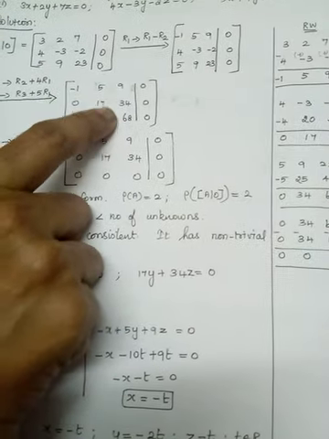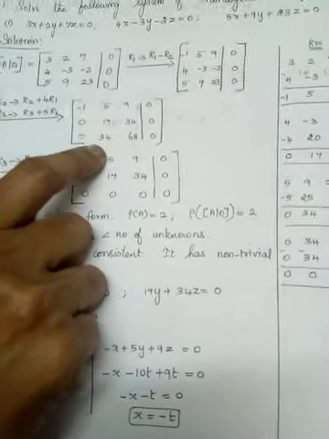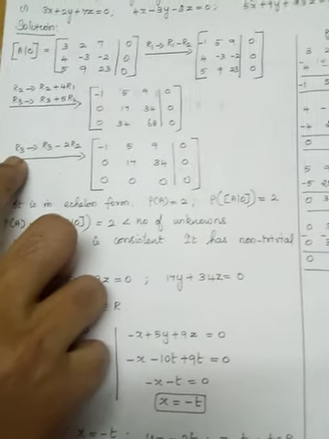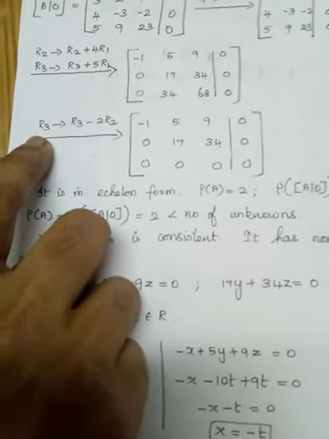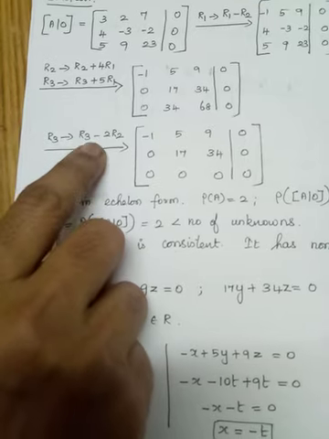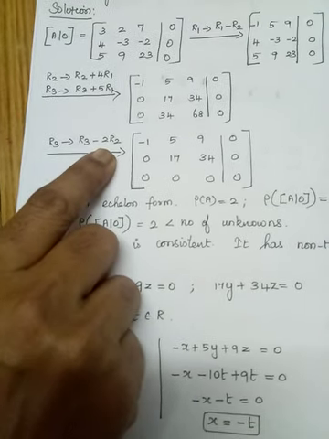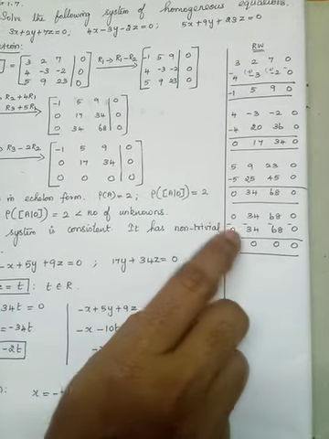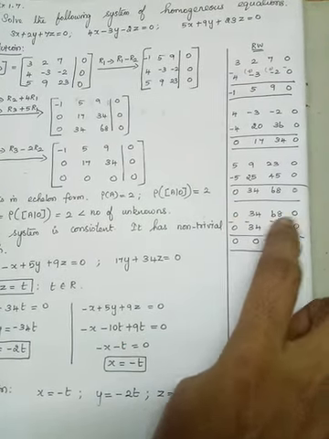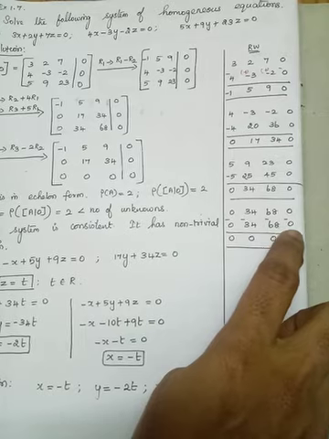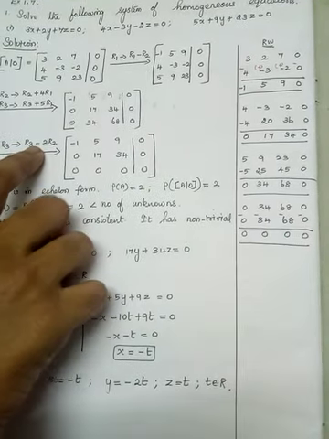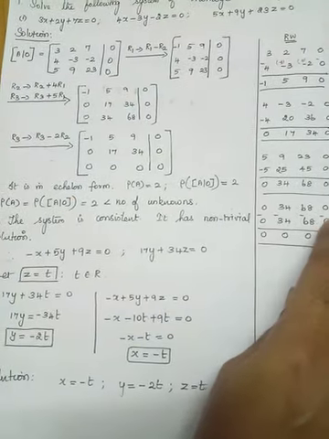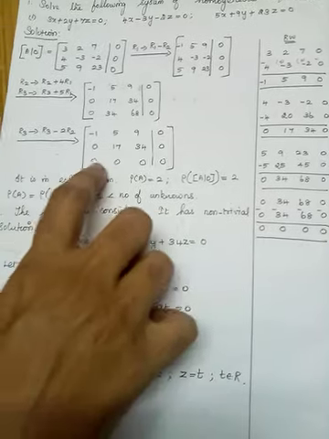Next I have to go for making this element 0. I'm doing this transformation: R3 implies R3 minus 2R2. Okay, so when you see the rough work here, first I have written the R3 elements, then the other row's elements have to be multiplied by 2. In between you are having minus. I have changed the sign above and you will get the answer as 0.